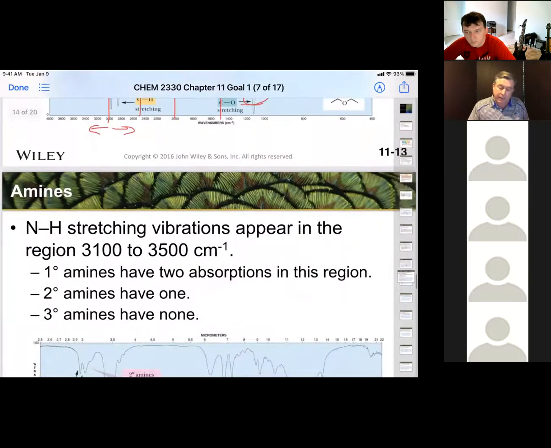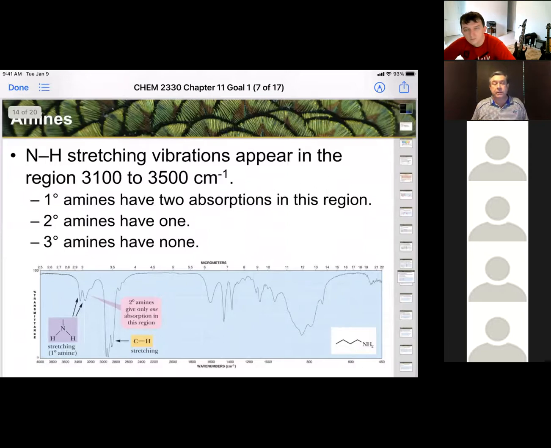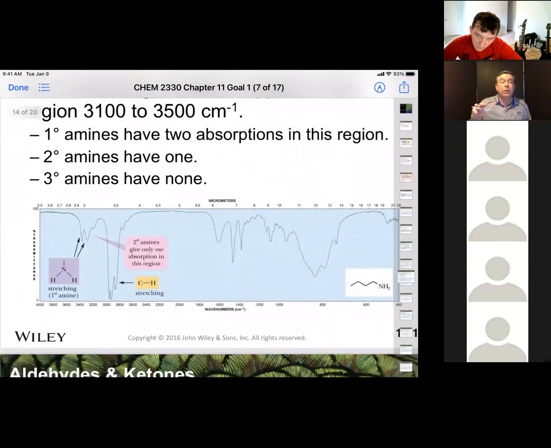Now amines are funny because it depends on how many hydrogens are on the amine. If we have a primary amine, you're going to have two absorptions, one for each of the hydrogens on the nitrogen. If you have a secondary amine, you have one hydrogen on it and you'll have one peak in the hydrogen region. And if you have no hydrogens on your nitrogen because it's a tertiary amine, you have zero peaks in that hydrogen area because you don't have a hydrogen nitrogen bond.